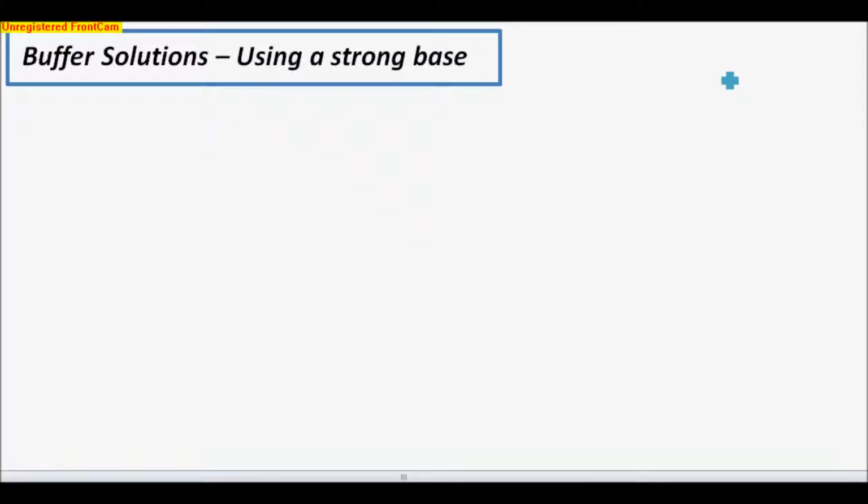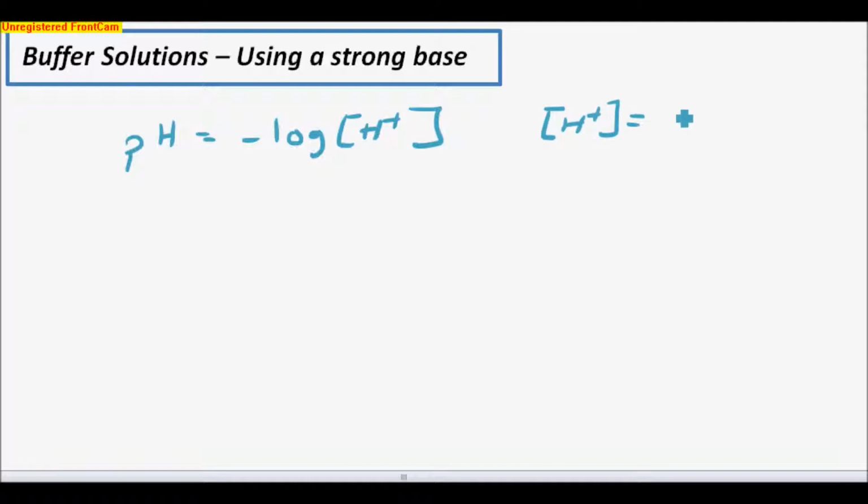Okay, so today we're going to look at buffer solutions, and in particular using a strong base to make that buffer solution. To work out the pH of such solutions, we need to use two equations. The first equation is pH equals minus log of the H plus ion concentration. The second equation is where you use the formula: the concentration of H plus ions equals Ka multiplied by HA divided by A minus.